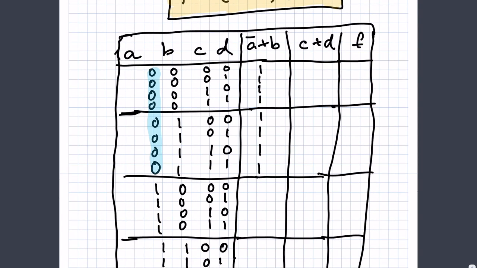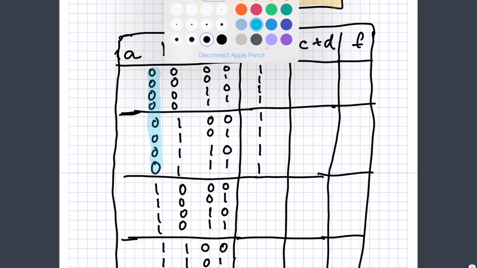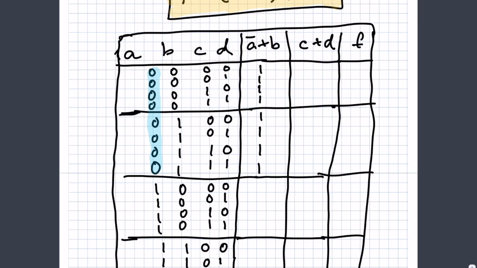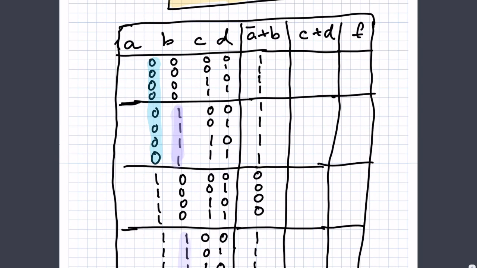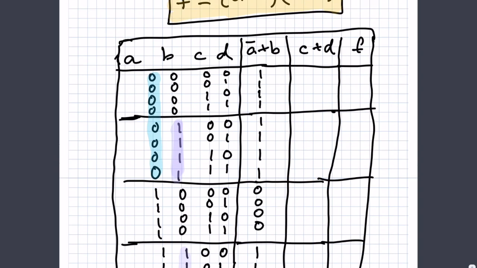Next, I'm going to look for the places where the B variable is a 1. There can be overlap, like here, A bar is already a 1 there, but that doesn't matter. And here are the other places where B is a 1. So I move over and add those, and everywhere else, that logic expression, A bar or B, is 0. Okay, we can do the same thing with C or D.